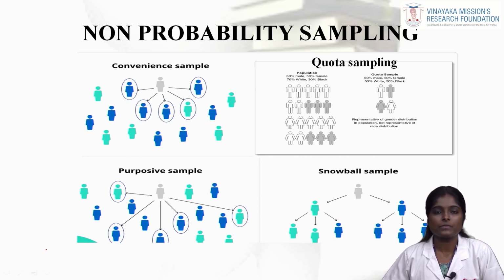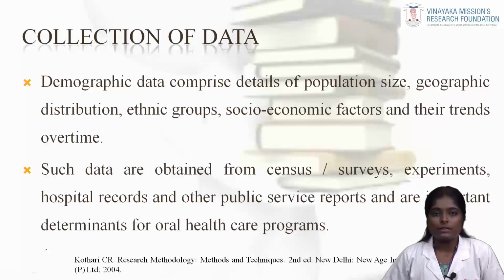So similarly, the first person will give a contact to the next person, and the next person contacts the next person. So that is called snowball sampling, and as it moves, the sample increases. So we have got the sample and sampling design.